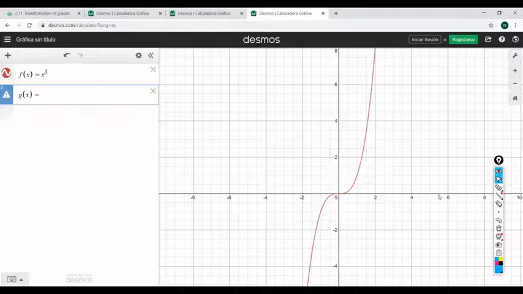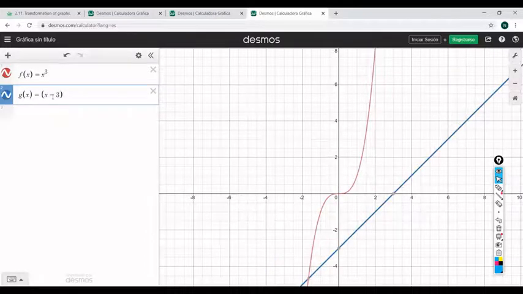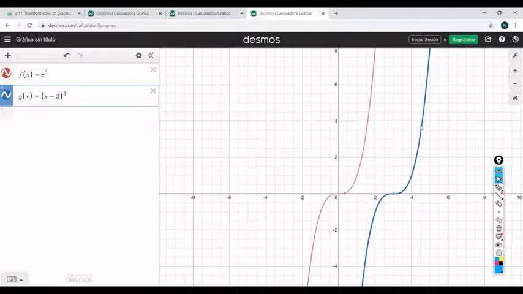If I want to shift to the right, what I'm going to do is write the same function, but I'm going to subtract 3 from the variable, (x minus 3) to the cube. And you can see that the new graph is going to be shifted with respect to the original one by 3 units. Can you look at this 0 and look at this 3? You see? So it's shifted 3 units towards the right by subtracting 3.